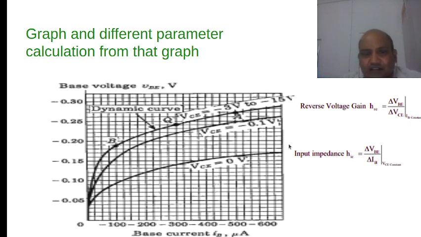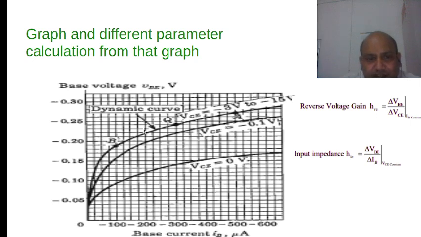How do you calculate this? First take this curve at VCE. Here VCE constant is given. So here you can take this curve, either this curve, one at a time. Just take this point. Here note down the voltage and current. Suppose that is V1, I1, and here you again note down the voltage and current V2, I2. So delta V1 is V2 minus V1, and delta I1 is I2 minus I1.